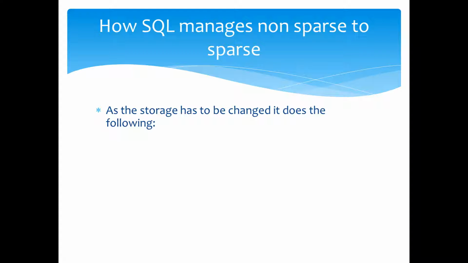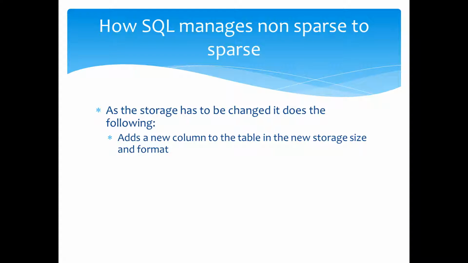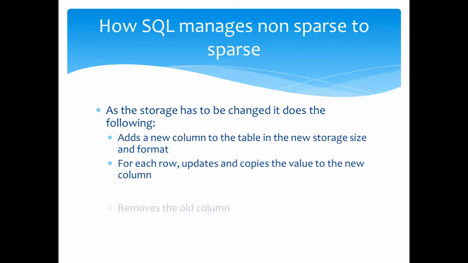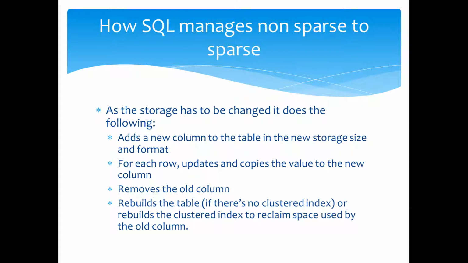So how does SQL manage the non-sparse to sparse kind of process? Because, of course, it's at the storage level, so it does have to do a couple of things. So what it does first is it adds a new column to the table in the new storage size and format. Then for each of those rows, it updates and copies the value to the new column. It then removes the old column, and then it rebuilds the table if there's no clustered index, or it'll rebuild the clustered index to reclaim space used by the old column. So that's just the kind of process that it goes through to actually do it.